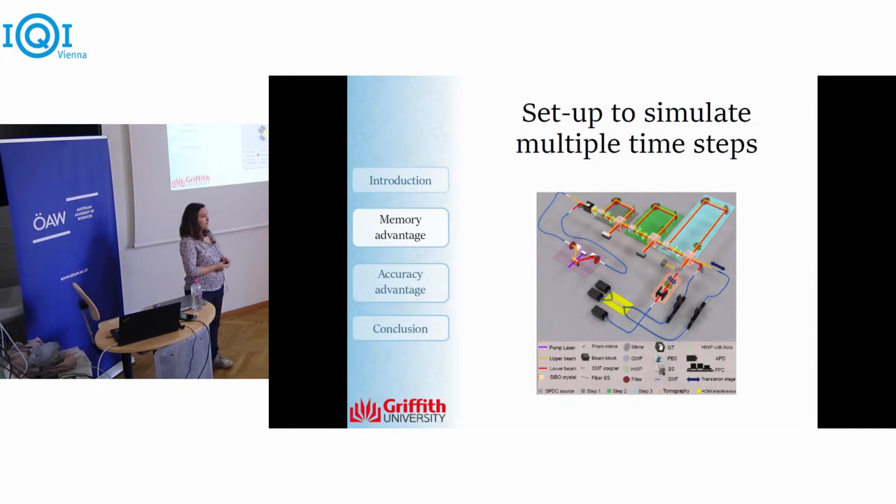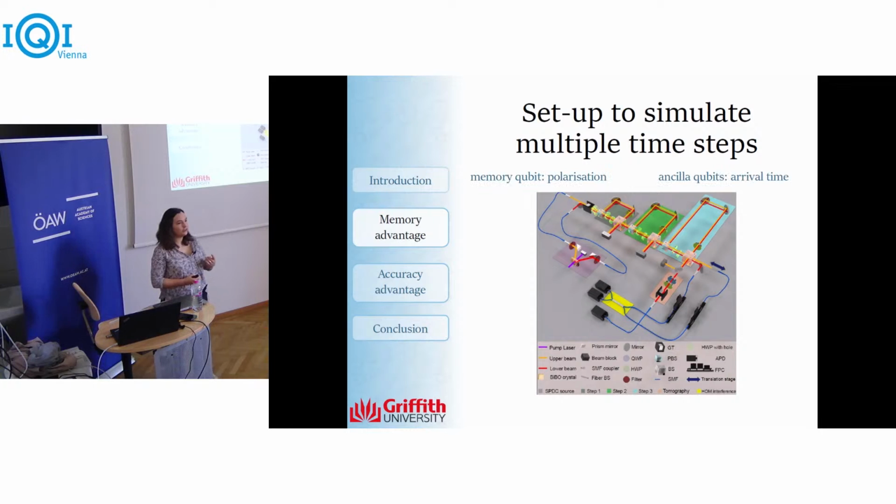But we came up with a different way of doing this. Basically, we used this setup here, and we just used a single photon. We encoded all of the information in the one photon. So the polarization of the photon was playing the role of the memory. And for all the ancilla qubits, we encoded them all in a high-dimensional degree of freedom, the arrival time.